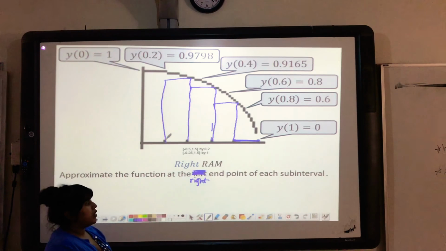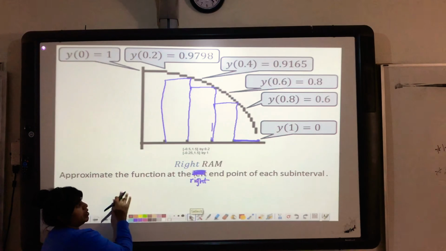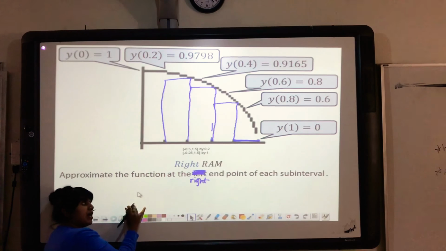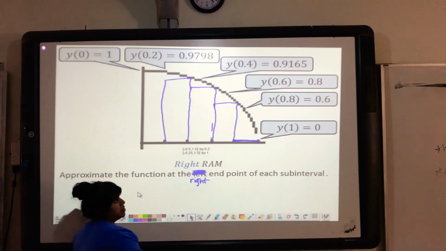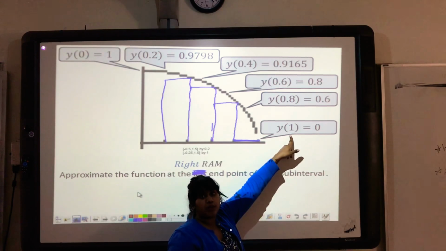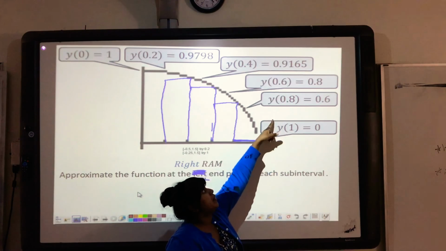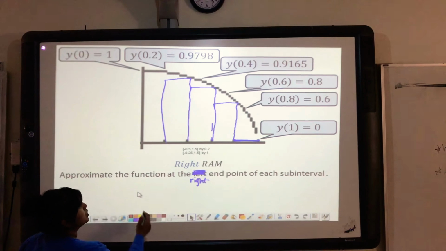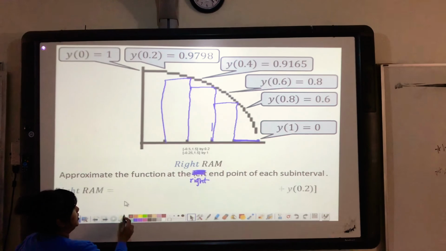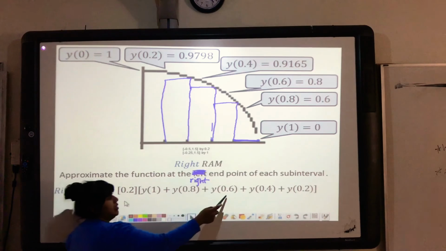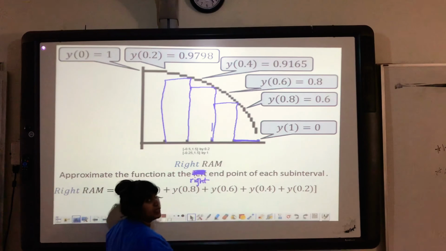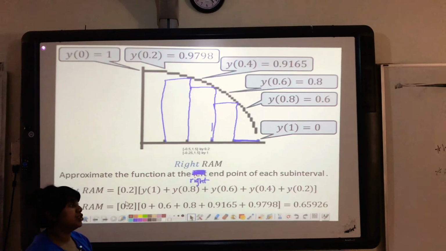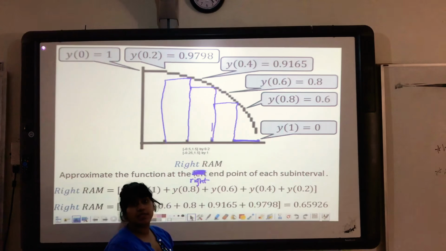So what we're going to do is go ahead with our right. Again, our delta x, which was 0.2, is going to be on the outside, so 0.2 times all of those y values. With our right, we start with the rightmost value, and then go all the way until second to last. So I'm going to go all the way from 1 to 0.2. And there we have it: 0.2 times y1, 0.8, 0.6, 0.7, 0.4, and 0.2. I plug in those true values, and I get my actual approximation, which is approximately 0.65926.